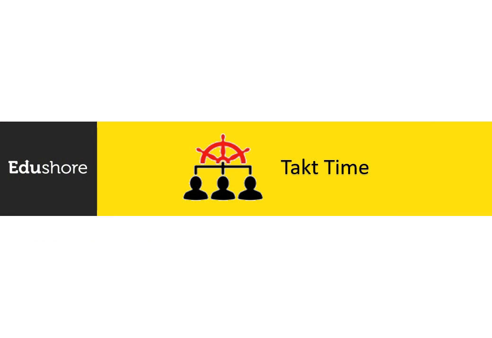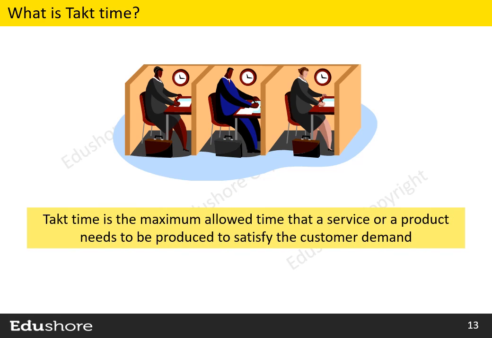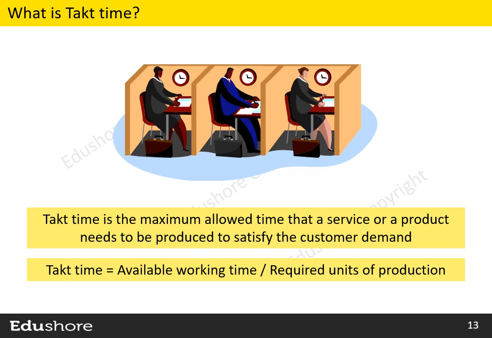Let's understand Tact Time. Tact time is the maximum allowed time that a service or a product needs to be produced to satisfy the customer demand. Here's the formula for tact time. Tact time is equal to the available working time divided by required units of production.